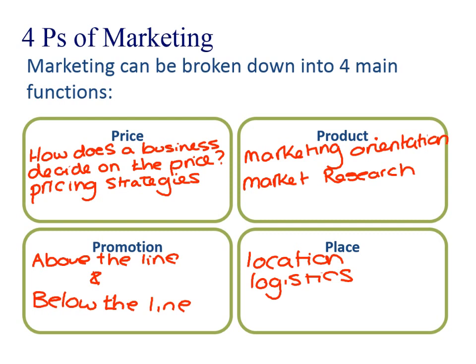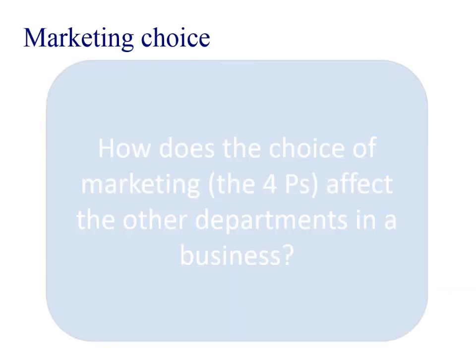We've got promotion, which is what most people think of as marketing, and so we think about above the line and below the line promotion, but also the place that we sell it at. How do we actually get the product to the customer? What is the logistics process, the supply chain, and where are they going to purchase it from? How are they going to purchase it? So the 4 Ps are a really good way of thinking of marketing, and it means as well that you're not just focusing on promotion, which is what many students tend to do.